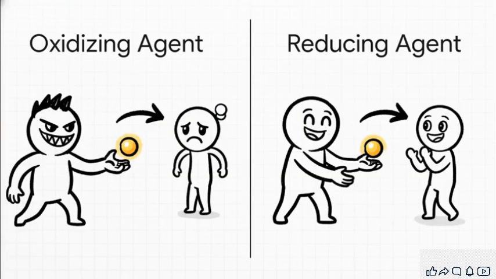All right, now here's where it gets a little twisty. We also have these agents. The oxidizing agent is the one that makes something else get oxidized. How? It literally snatches electrons away from it. And in doing that, it gets reduced itself. I love this analogy. It's like an agent of chaos for that other substance. And the reducing agent, it does the exact opposite. It's the generous one, the donor. It gives its electrons away, which causes something else to be reduced, and of course, it gets oxidized.